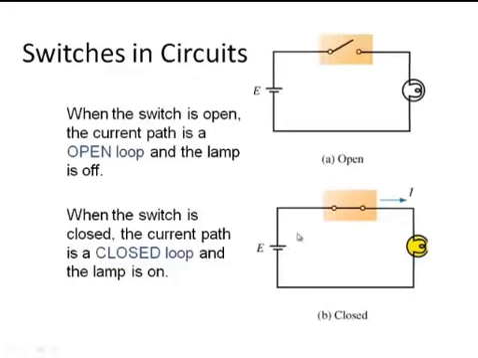In this case down here, we have a closed loop. The switch is closed and the current will go from the positive terminal of the battery through the switch, through the lamp, and back to the negative terminal. So this is a closed loop, and you'll also notice that in the open loop, of course, the lamp is not on, and in the closed loop, because there is current flowing, the lamp is on.